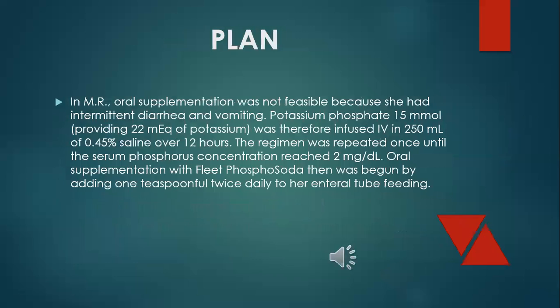Now the plan is basically that she is not conscious. She is vomiting and she has intermittent diarrhea, so oral supplementation would never be advised to such a person. Instead, we will look for parenteral administration. Now in the parenteral administration, potassium phosphate 15 mmol will be infused with 250 mL of 0.45% saline over 12 hours. This regimen will be repeated once until the serum phosphorus level recovers back to the normal range.